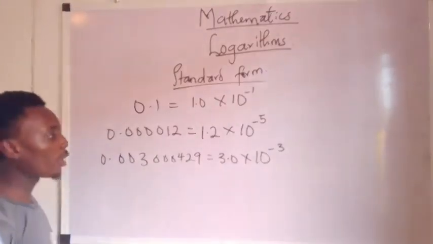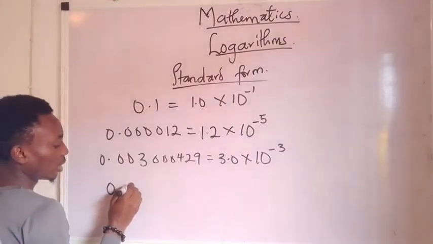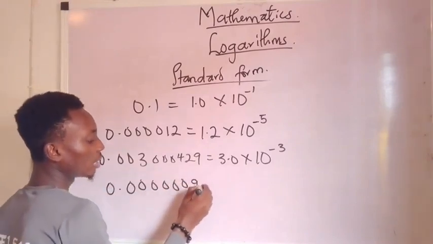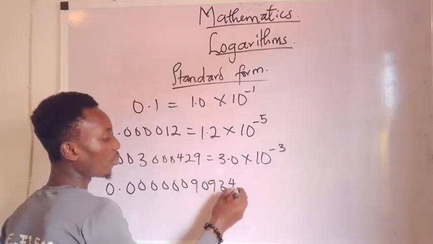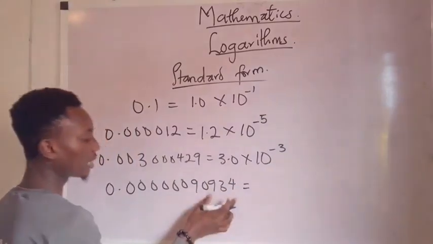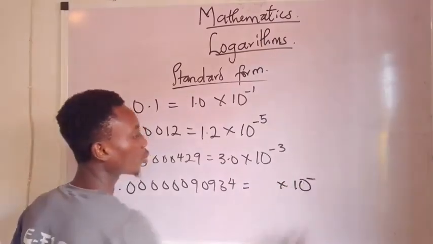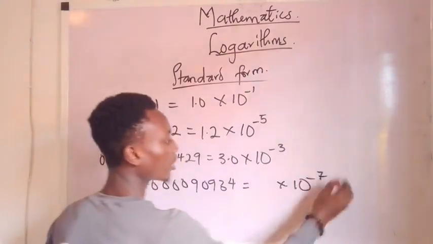Okay, we have another number like this, 0.00000090934. We don't approximate anything here. What do we do? We just count. We write times 10 raised to the power minus what? 1, 2, 3, 4, 5, 6, 7, minus 7.